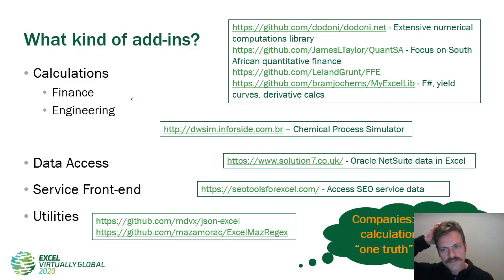What kind of add-ins do people make? Well, there are calculation add-ins in the finance world with quant calculations and derivative pricing. There are engineering front ends for things like chemical process simulators. This is an open source chemical process simulator with an Excel add-in that's a front end that can talk to the simulations as they run. Some add-ins are data access add-ins for back-end services of different sorts. And then some add-ins are utilities that can be used in all kinds of places.